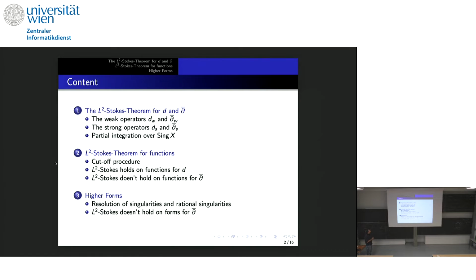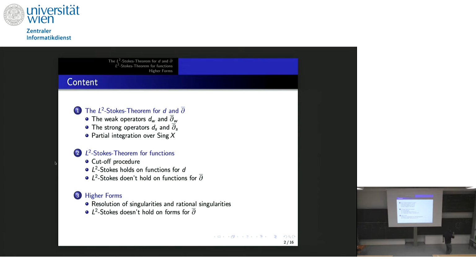Then we will study how the partial integration will look in this setting. That will be precisely this thing here. And then we will discuss a little bit how one could prove the L2-Stokes theorem, for example, for functions. So for functions, if f is a function, then this thing here will actually hold, for the d operator, but not for the d bar operator.